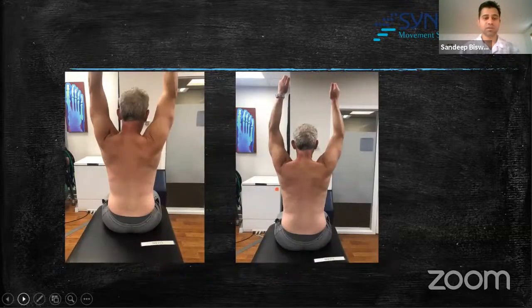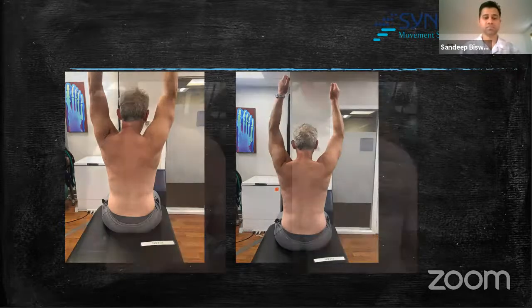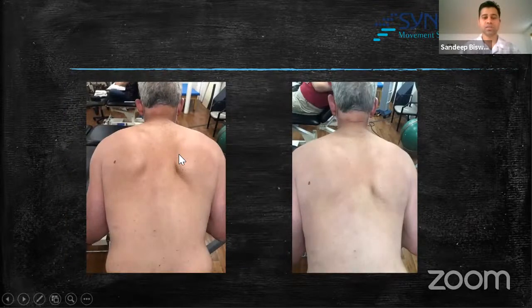The intervention was performed, and the same day the pain was down to 0, and you can see the change in the structural orientation of things. Also you can see how the winging of the scapula reduced significantly.